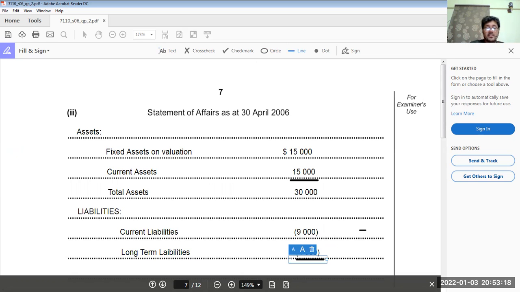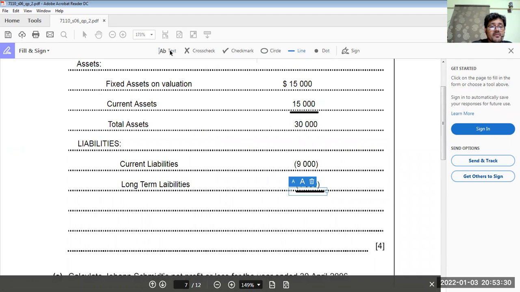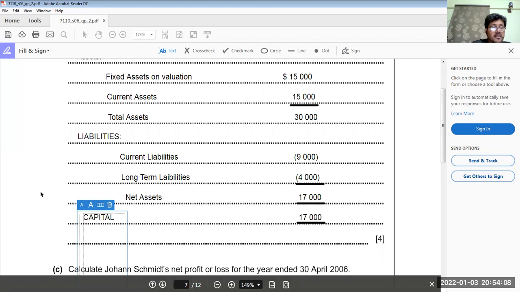So 30,000 minus 9,000 minus 4,000. 17,000 is your net assets. That means your capital is also 17,000. Net assets, yeah, 17,000. Okay. Your capital is also 17,000. Okay, write the heading: capital at end.